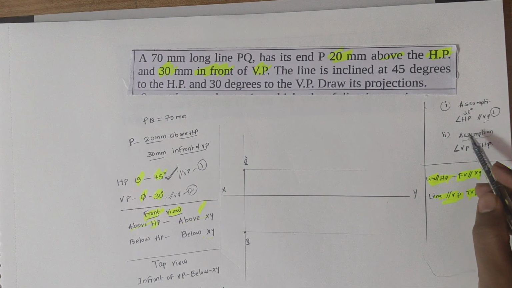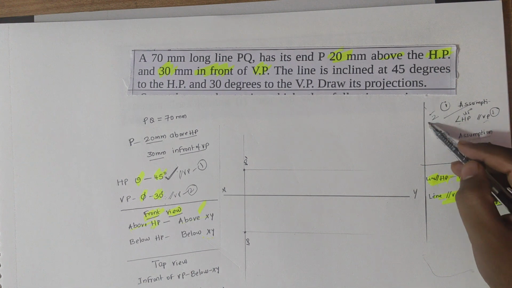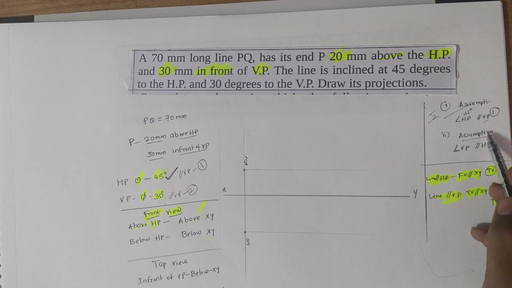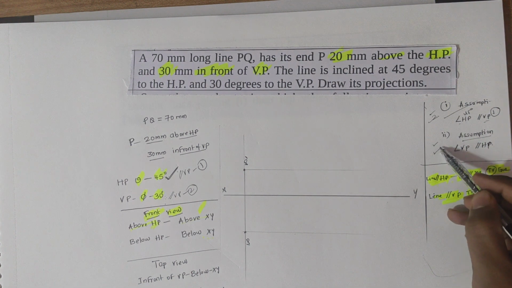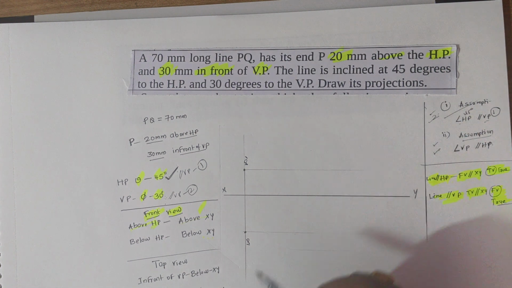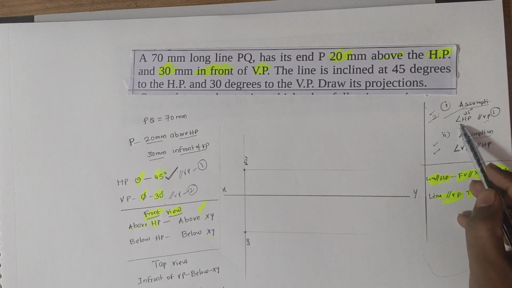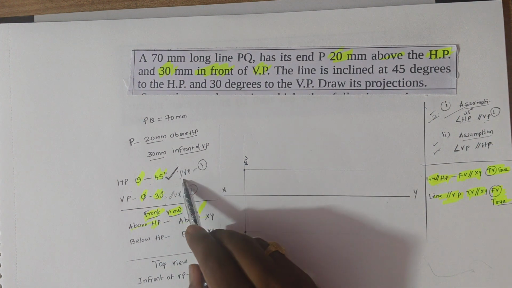According to the first assumption, we are going to get a front view and top view, and according to the second assumption also we are going to get a front view and top view. Out of these total four, two front views and two top views, I am going to draw the final front view and final top view. So let us execute the first assumption: the line is inclined to HP but parallel to VP.